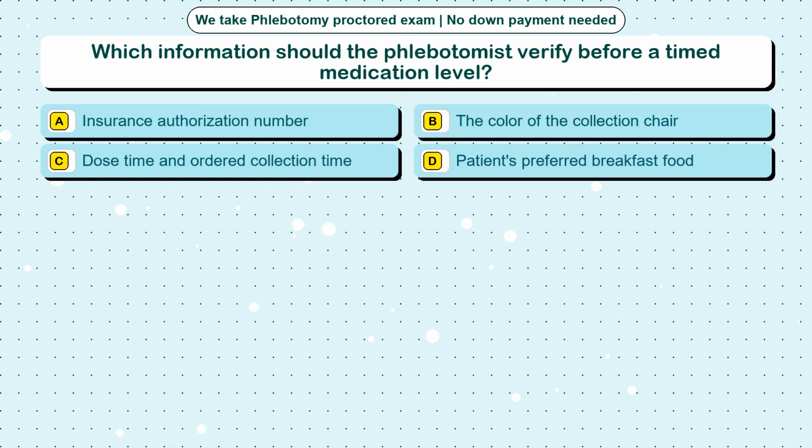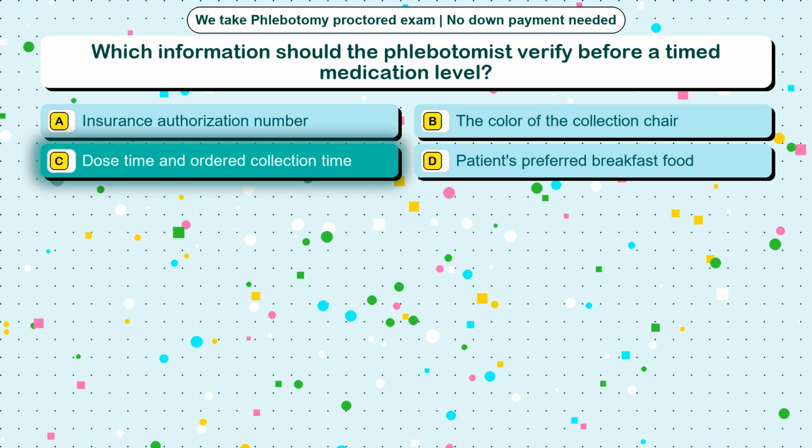Question 40. Which information should the phlebotomist verify before a timed medication level? Option A, insurance authorization number. Option B, the color of the collection chair. Option C, dose time and ordered collection time. Option D, patient's preferred breakfast food.